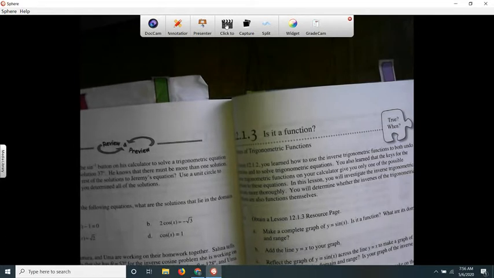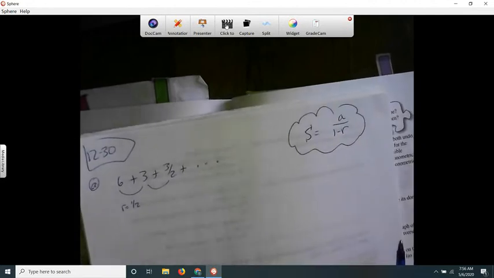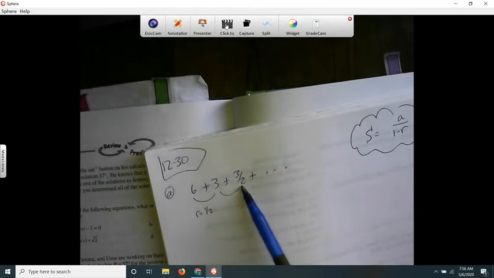You can't get a sum of an infinite series unless r is less than 1. Well, if it's in between 0 and 1, it has to be a fraction because it has to be getting smaller and smaller. In this one, I see that it's multiplying by a half each time. So r is a half.